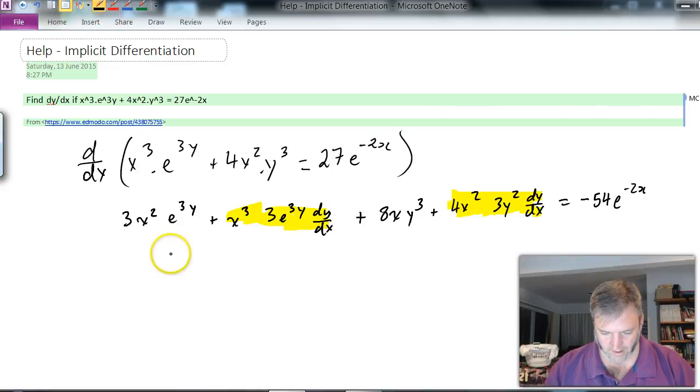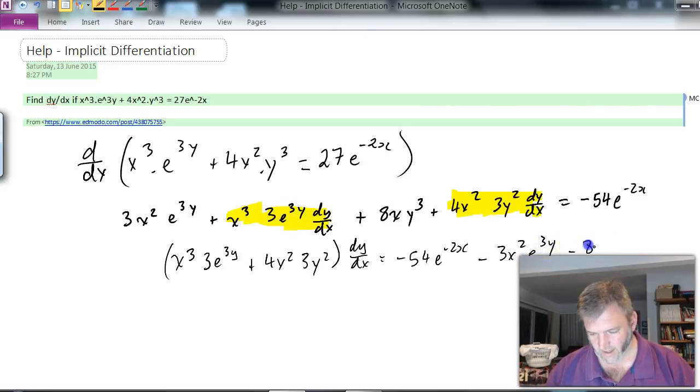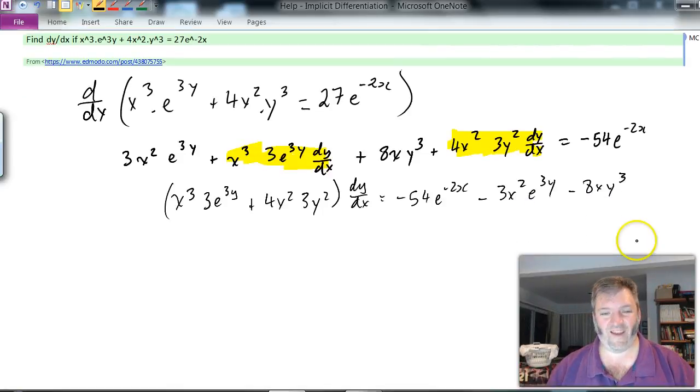So I'm going to leave x cubed 3e to the 3y plus 4x squared 3y squared, all times dy/dx. On the other side I've got negative 54 e to the negative 2x. I've got to subtract 3x squared e to the 3y and subtract 8xy cubed. Now we're almost done. Doesn't look very pretty, and we might be able to pretty it up, but let's just do dy/dx. That's all we're really being asked to find.